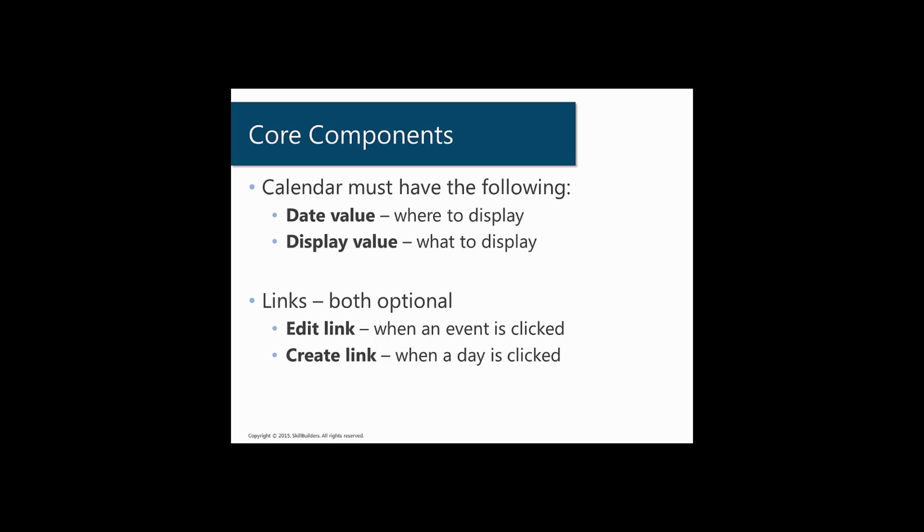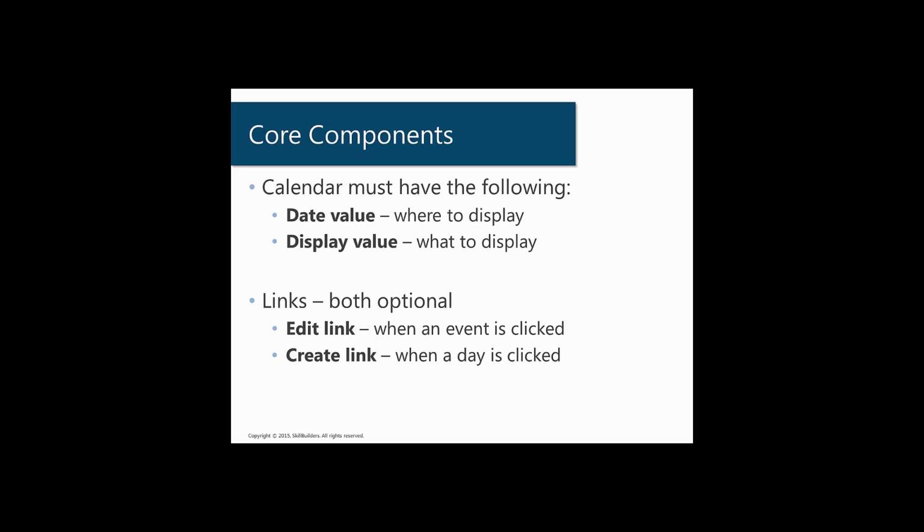Another optional component, but something that provides an immense amount of use for a calendar, are links. You can have an edit link and a create link. And they're both very powerful. The edit link is going to allow you to click on an event. So this is where you're going to go or what's going to happen when a particular event is clicked on. And there's also a create link. So this is what's going to happen when you click on an empty day. So if January 1st, 2016 doesn't have anything on it, and you click on that day of the calendar, the create link will fire. But if there is an event on that day and you instead click on that event, then the edit link will fire.